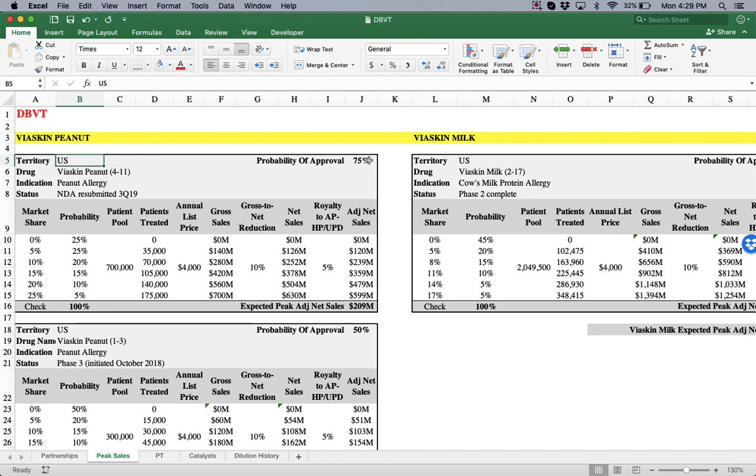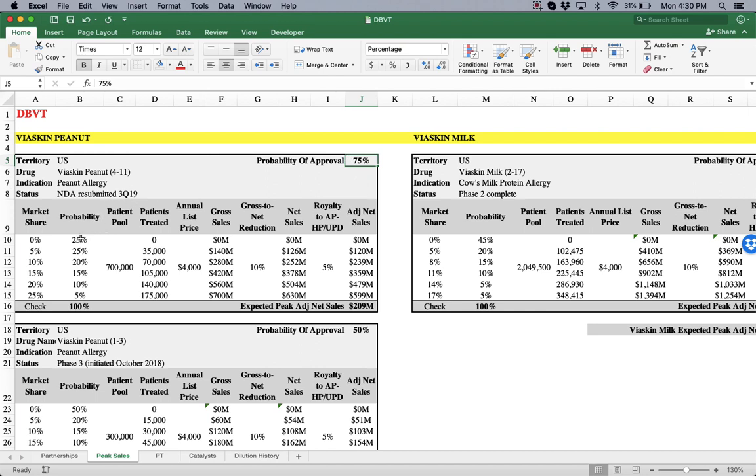All right, so we start with our probability of approval. So this number, you're going to base it off of the company's data so far, whether the drug works, whether it's safe, also whether there's any competitors that are already selling or also close behind. So all of this information is going to go into your decision as far as your probability of approval.